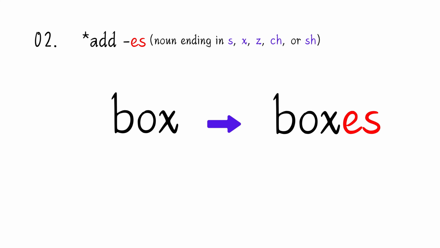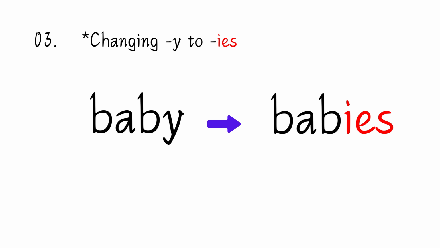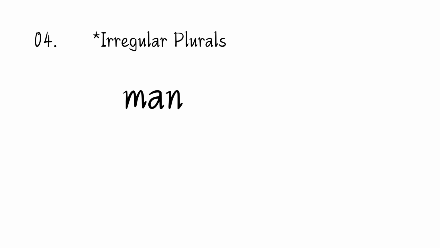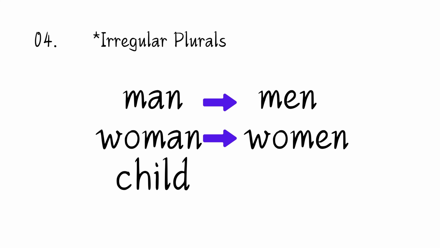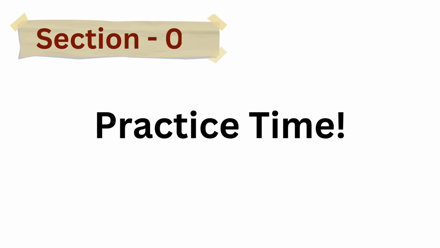Like box to boxes. Third one, if a noun ends in a consonant plus y, change the y to ies. So, baby becomes babies. And last, watch out for irregular nouns that don't follow these rules, like man to men. Got it?